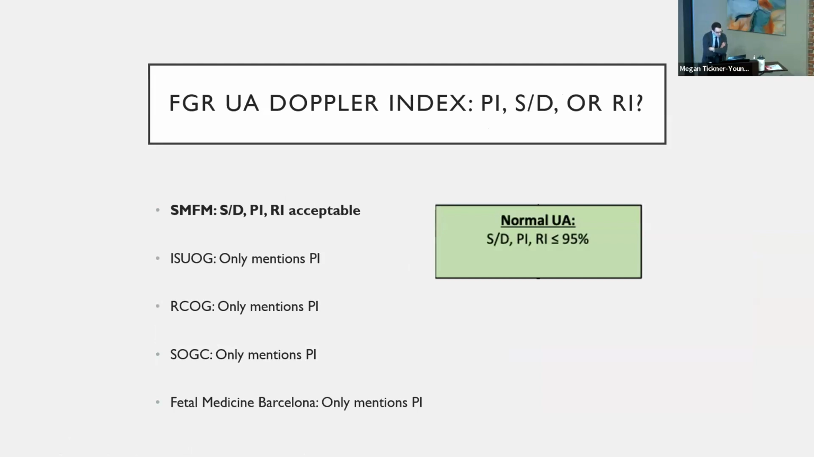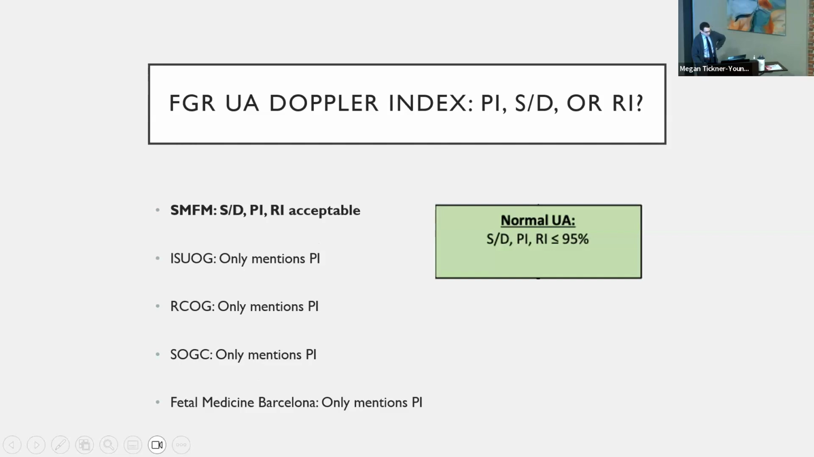SMFM gives you the option of using all three methods, the PI, RI, and SD, but we're alone in this recommendation. The SD and RI really only take into account the peak systolic velocity and end diastolic velocity and not your waveform. The International Society of Ultrasound and Obstetrics only mentions the PI. UK guidelines only mention PI. Canada only mentions PI, and this is cut off here, but the MFM Society in Barcelona only recommends the PI.